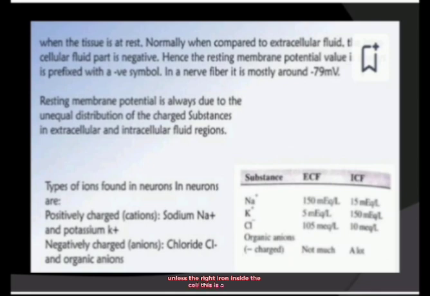These things influence both electropositivity and electronegativity of a particular cell. And they are responsible for either resting membrane potential or action potential. Yes? What did you say? I said action potential.